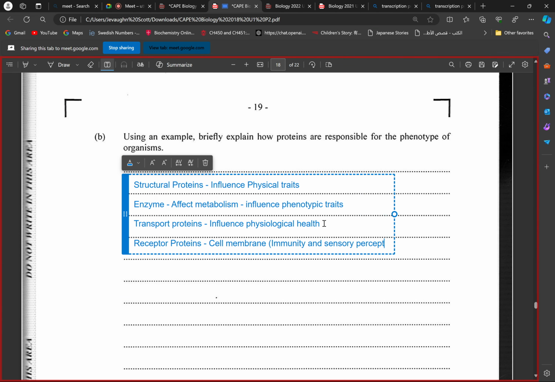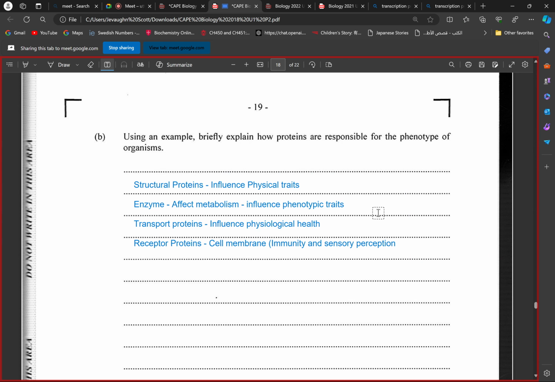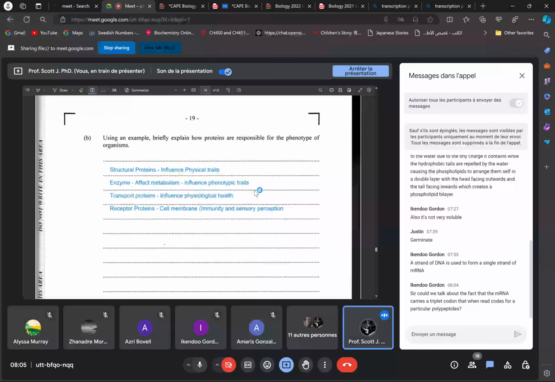Basically talking about that, but generally what this syllabus wants us to look at is structural proteins, right? Because if my structural proteins are different from your structural proteins, I am going to look different from you.